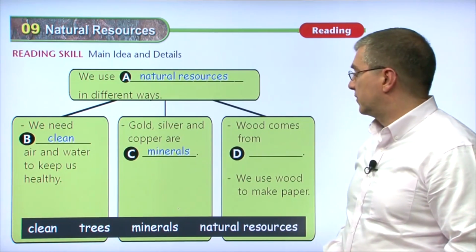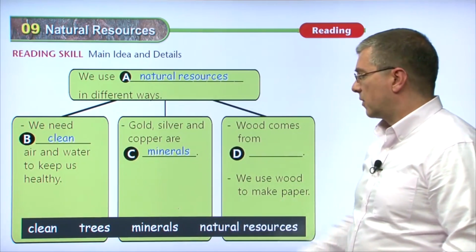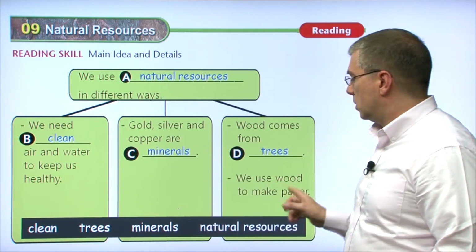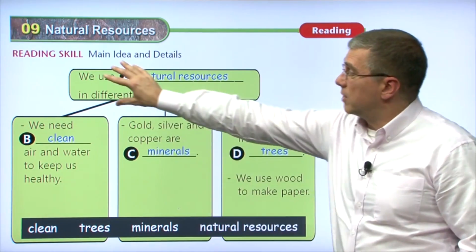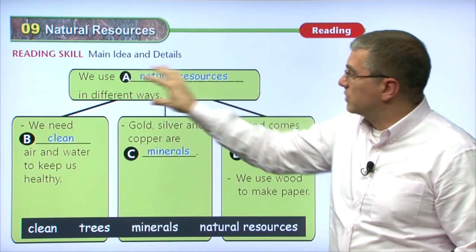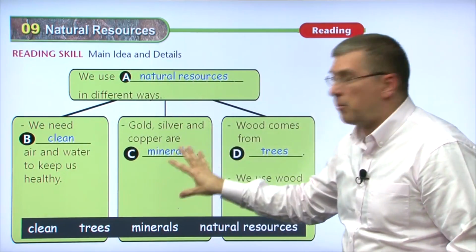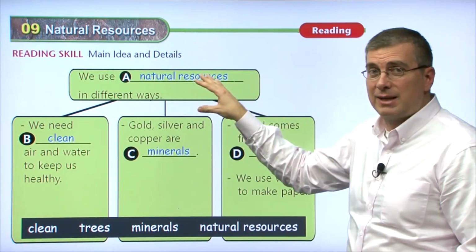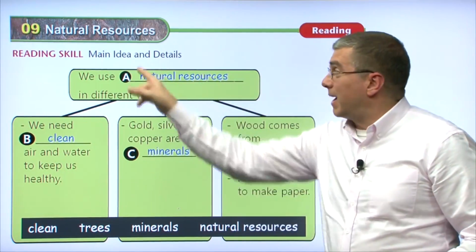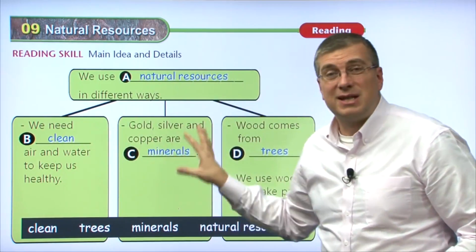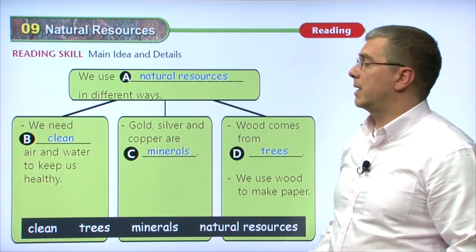Finally, where does wood come from? Wood comes from trees. We use wood to make paper. So again, if we take a look at our chart here, we have the main idea: we use natural resources in different ways. Then we have details that support that main idea. This is a good writing technique. When you write something, you write down your main idea and then you write details that support your main idea. Okay, that's exactly what we have here.